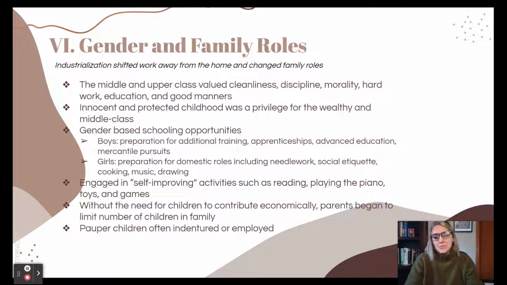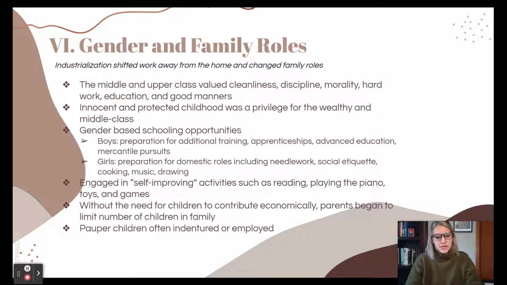And so an innocent and protected childhood was a privilege that wealthy and middle class families tried to give to their children. We see gender-based schooling. Boys were prepared for additional training, for college, for apprenticeships, for roles in the business and economic world. Whereas girls' schooling opportunities were primarily focused on domestic roles: drawing, cooking, social etiquette, those types of things. Many children also engaged in self-improving activities like reading and playing the piano.